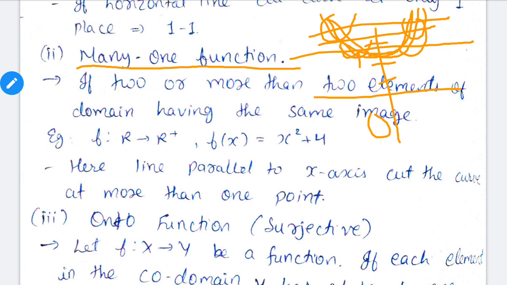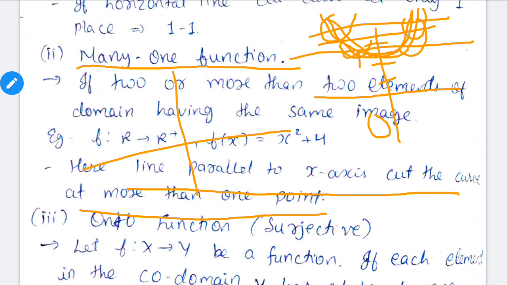This was many-one. Or otherwise, if a question is asked, we have to check many-one. So what we can do, we can check 1-1. If that function is not 1-1, then we can write that function is many-one. Here the line parallel to x-axis cuts the curve at more than 1 point. If the curve is like this way, then if we draw a horizontal line, we can see it cuts at 3 points. So as it cuts at 3 points, we can say it's many-one.